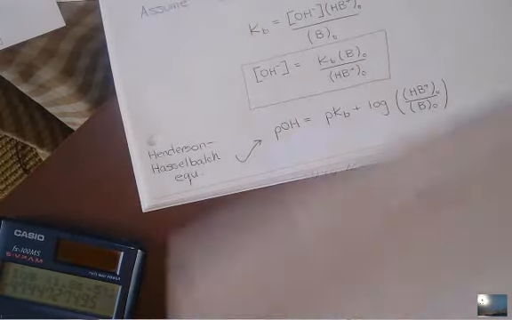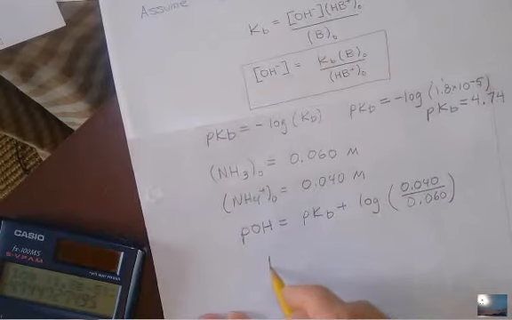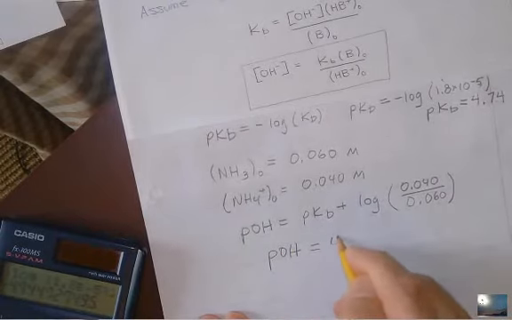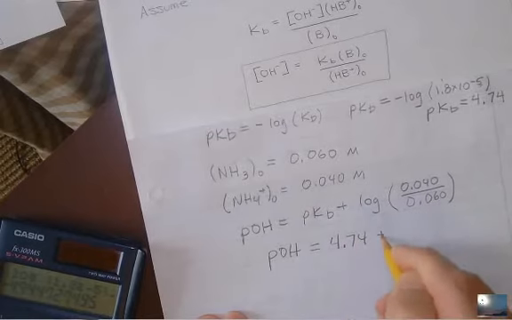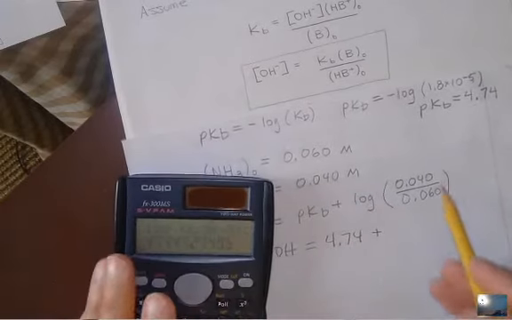All right, so coming back over here, what do I get? I get my pOH is equal to 4.74 plus the log of 6/4, right?